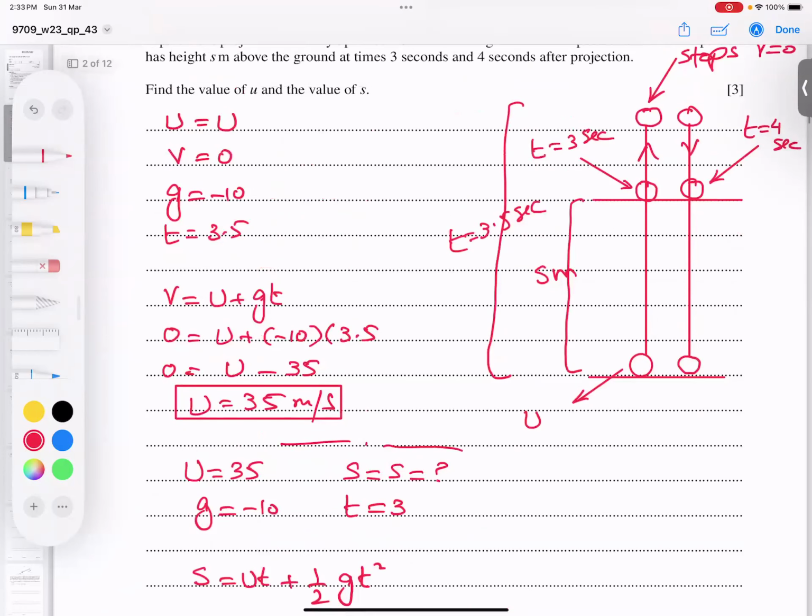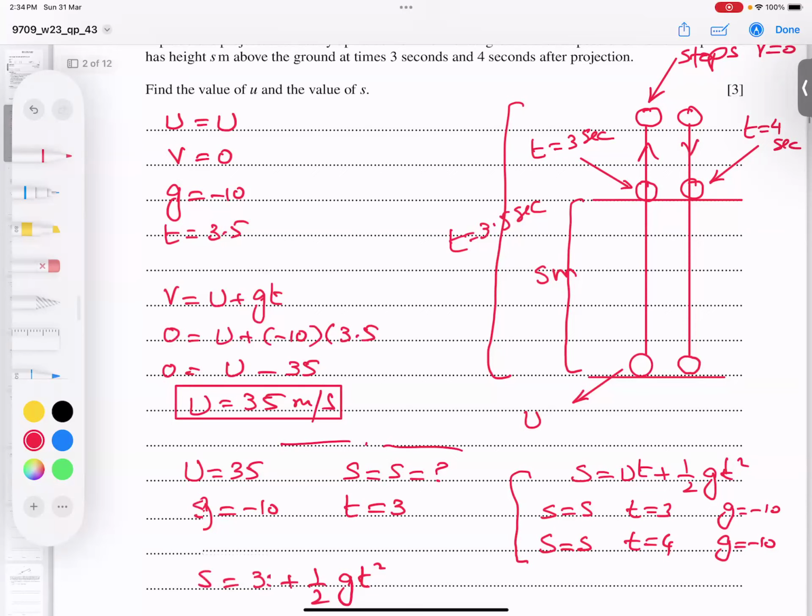Or we can do a second thing. At this point, you can use this equation: s is equal to ut plus half gt squared. One time use s is equal to s and t is equal to 3. Second time use s is equal to s and t is equal to 4. So we get 2 equations, and both times gravity is -10. This is the second method. If we use this way, you get 2 equations, solve them simultaneously, and you will get s and u directly.